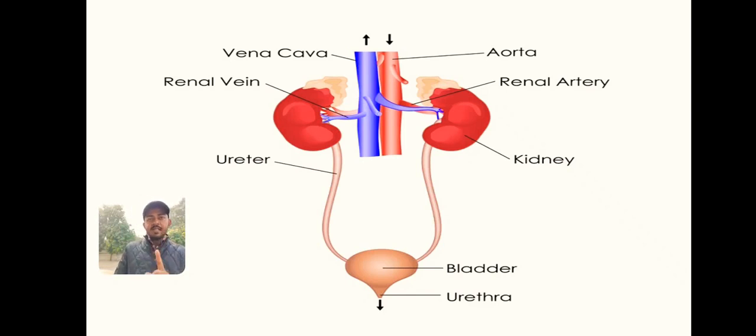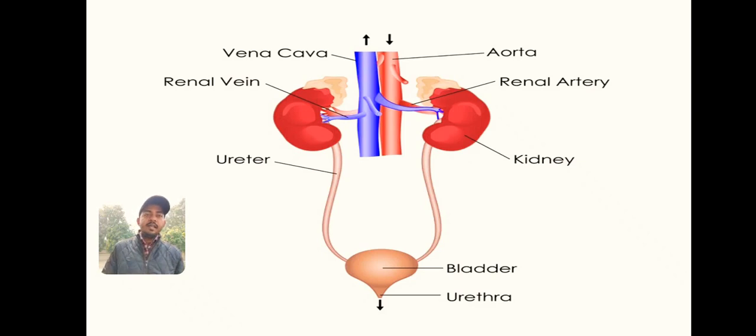Only one exception is there in the body. I want you to find out and tell me where arteries carry deoxygenated blood and veins carry oxygenated blood. Only one place is there. Rest, wherever it is artery, it will carry oxygenated blood. Wherever it is vein, it will carry deoxygenated blood.